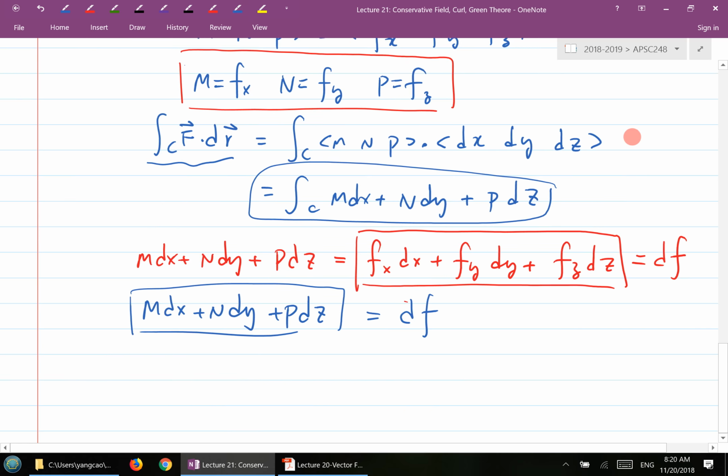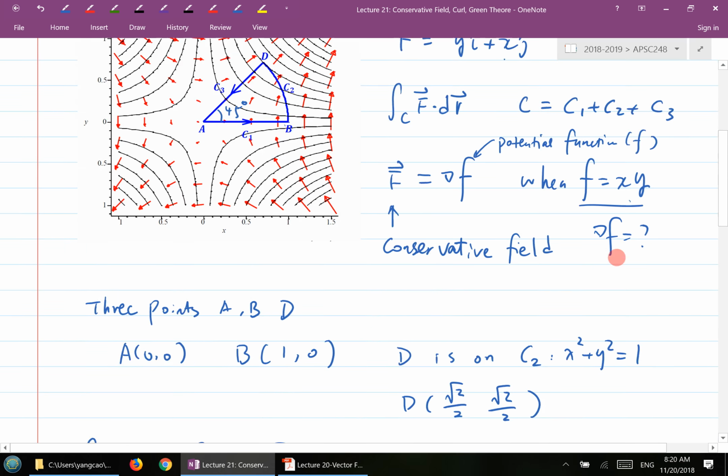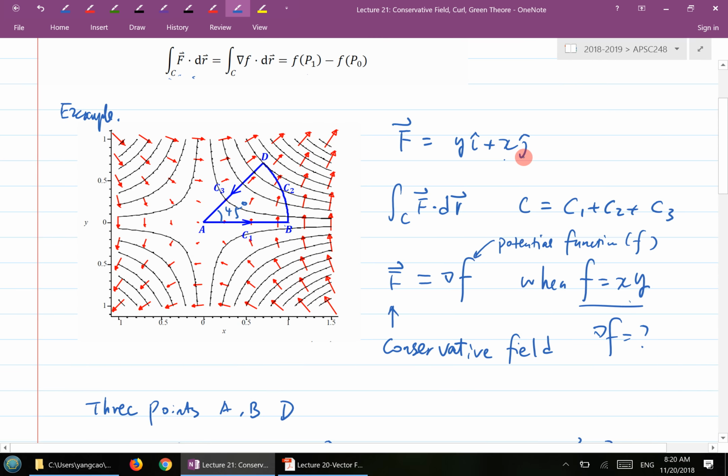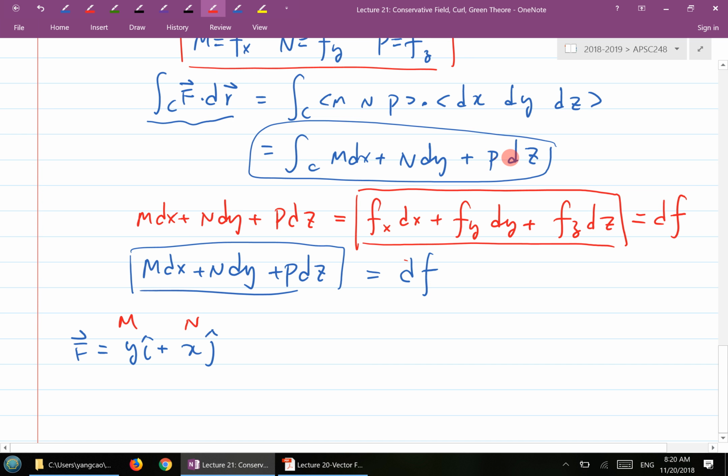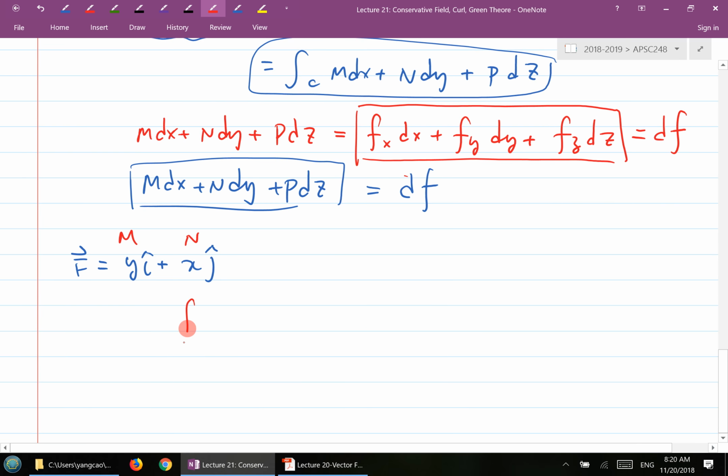So let me give you a simple example. For example, this particular vector field, y i-hat plus x j-hat. This is a 2D vector field. So F equals y i-hat plus x j-hat. So basically this is your M, and this is your N here. And if you plug it into the vector line integral, of course we don't have this term here, so we have M here and N here. So now this vector line integral becomes integral over C of y times dx plus x times dy.